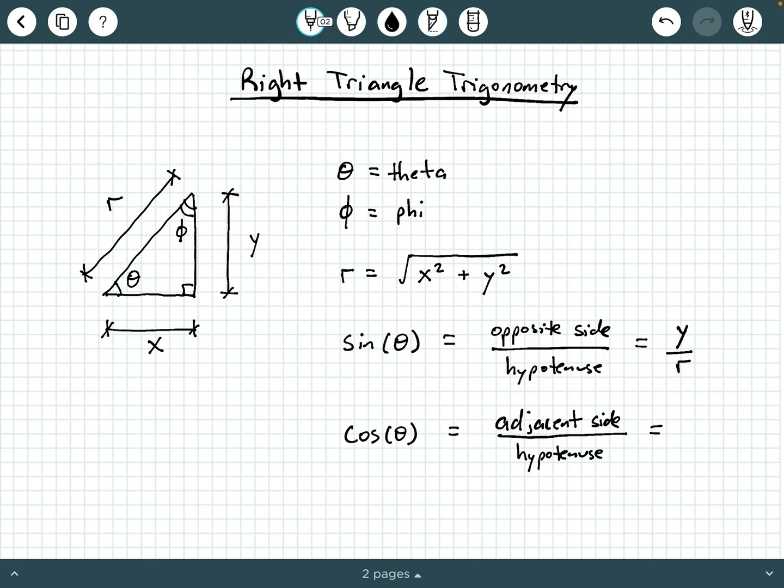And then, of course, the hypotenuse is still r. So this is going to be defined as the length x divided by r, okay?